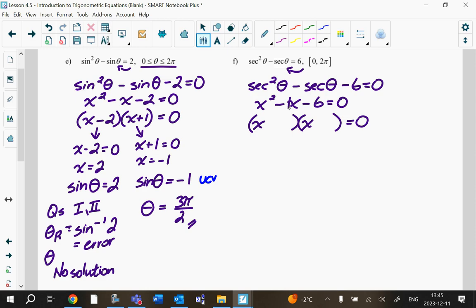Which one's negative? Which one's positive? That'll give you +1 if you add them. Right, so -3 plus 2. Good. Solve each factor, make it equal to 0. So in this one, what value of x makes x minus 3 equal to 0? 3. This one, what value of x makes x plus 2 equal to 0? -2.